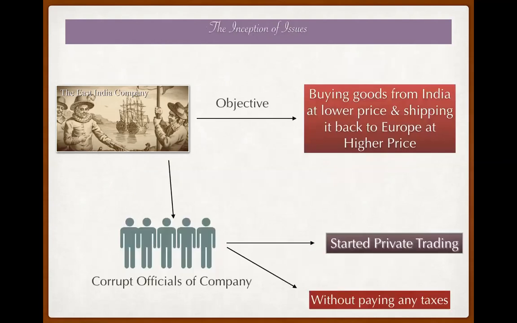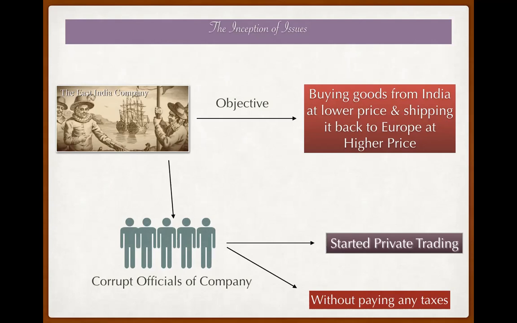Although the main objective of the East India Company was to buy goods from India at a lower price and ship them back to the European continent at a higher price, there were some corrupt officials within the East India Company. Corrupt officials means they were the members. Since every member had the entire discretion to trade whatever product they wanted to deal with, some corrupt officials within the company started private trading.